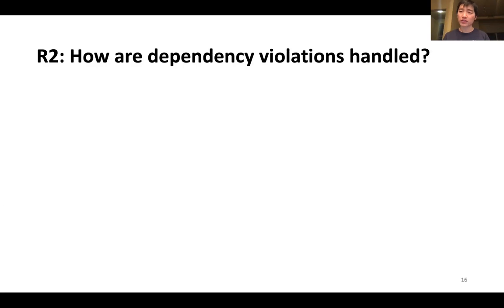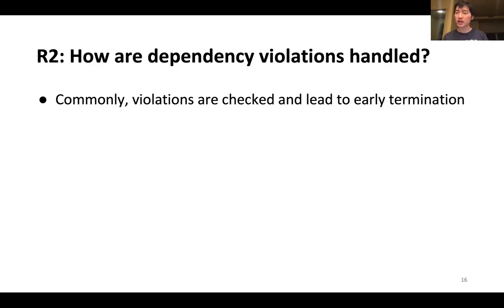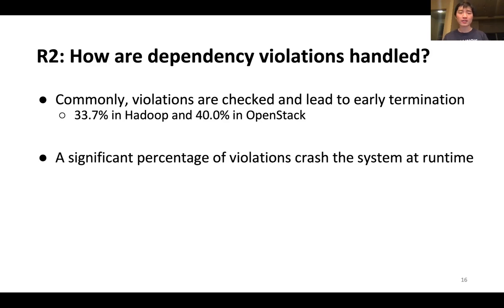Regarding the second question, how are dependency violations handled? Commonly, violations are checked and lead to early termination of the system. Specifically, 33% of cases in Hadoop and 40% of cases in OpenStack will directly terminate the system when detecting such violations. Also, we identify a significant percentage of violations that could crash the system at runtime. Specifically, around 6% in Hadoop and 33% of cases in OpenStack will terminate the system at runtime after detecting such violations.